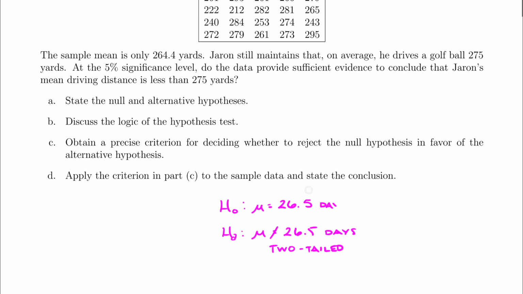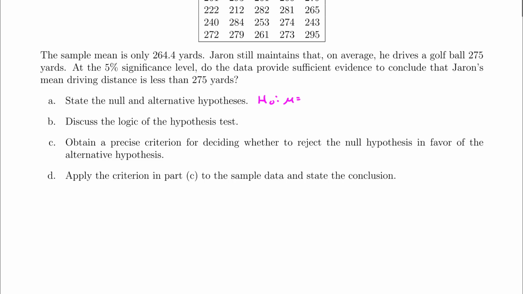So I'm going to get back to the example at hand. Part A, state the null and alternative hypotheses. Well, with the null hypothesis, just like we were looking at from 3.1 there, in this case, Jaron's claim is the null hypothesis. He claims that his average driving distance is 275 yards. Misty is the one who holds the alternative hypothesis in this case, where she thinks that his average driving distance is less than 275 yards. So there's your null and alternative hypotheses.